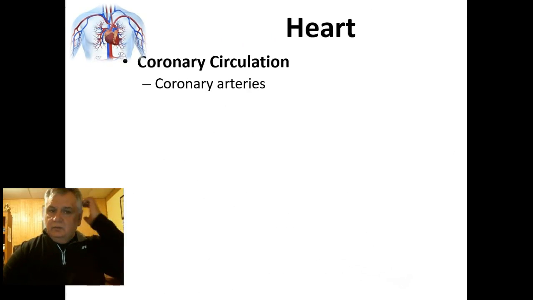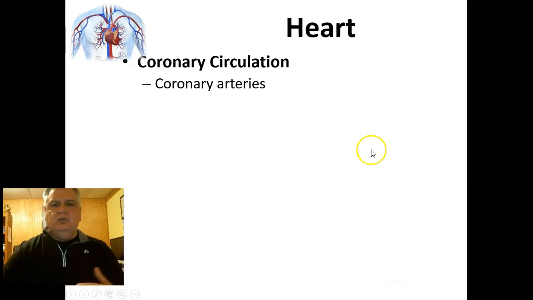Okay, I do want to pause for a minute and talk a little bit about coronary circulation, because the heart is an organ and it needs oxygen, it needs nutrients, it needs to get rid of waste products, and needs to get rid of carbon dioxide. So we need that exchange of respiratory gases, and we need the exchange of nutrients and waste products. How is that accomplished? It's accomplished through the coronary circulation.